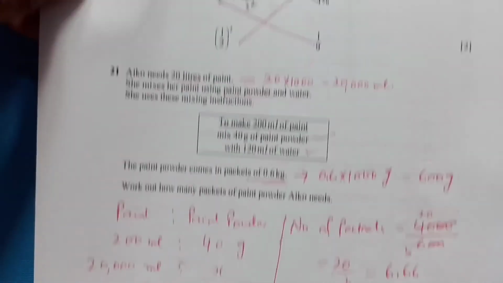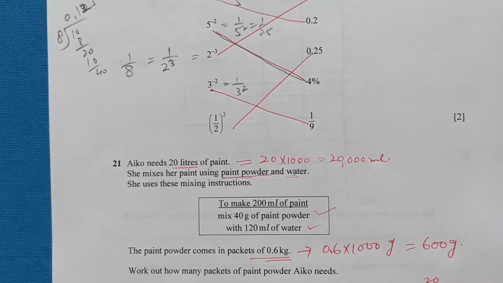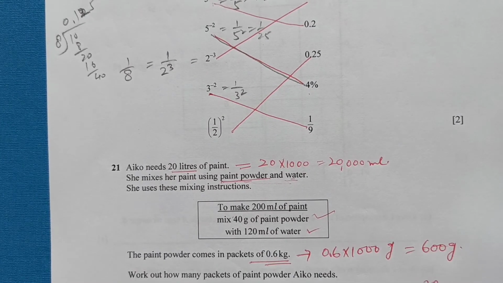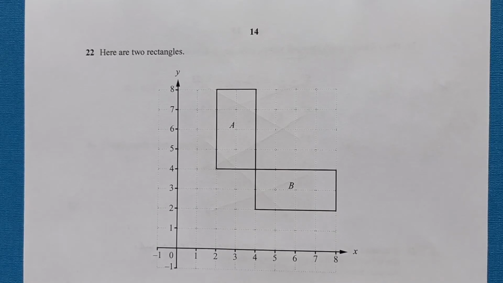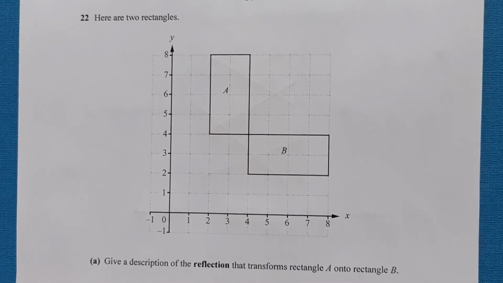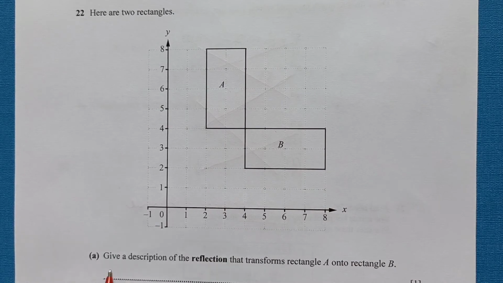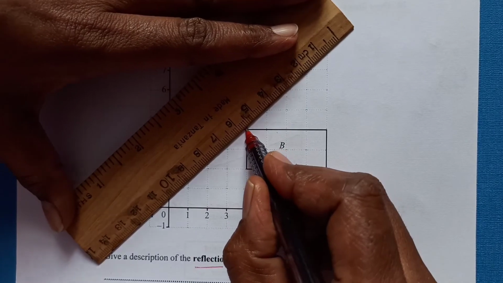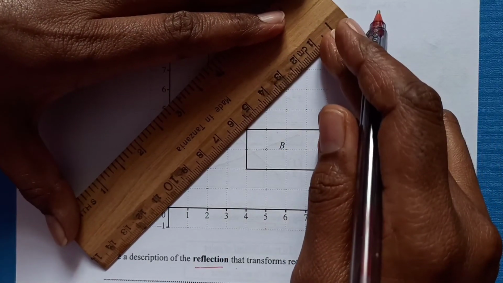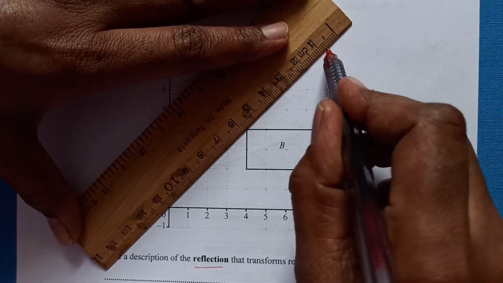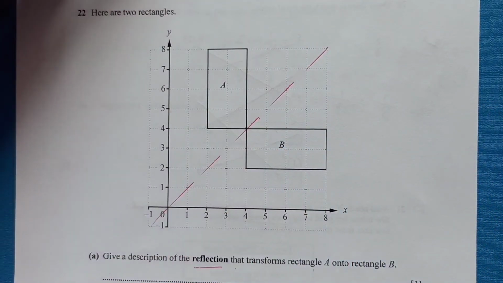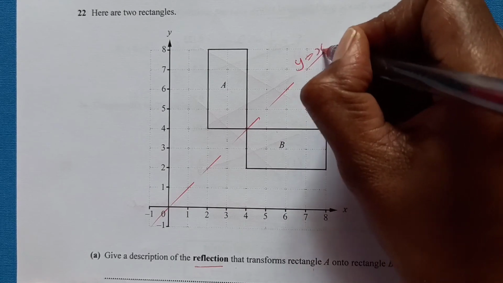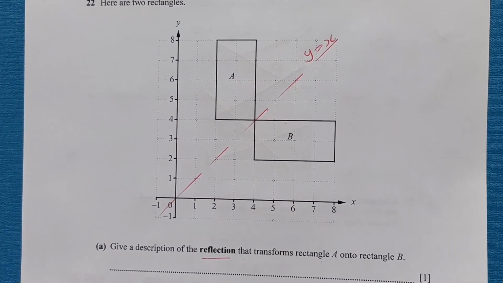Right. Now question number 22. So here are two rectangles. You can see rectangle A and B. Give a description of the reflection from A to B. So from A to B, you can see this is the mirror line here, because it is reflecting this way. So this is the line y equals x. The diagonal line is y equals x and going upwards.